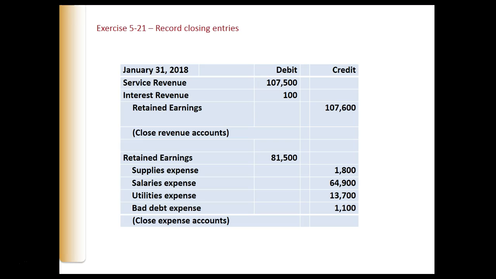Our closing entries basically close out any temporary accounts, income statement accounts, and if we did have dividends. So the service revenue and interest revenue are being debited to zero those accounts, and we credit retained earnings. That closes out our revenue accounts. Then our expense accounts get credited to zero them out, and we debit retained earnings in order to close out those expense accounts.